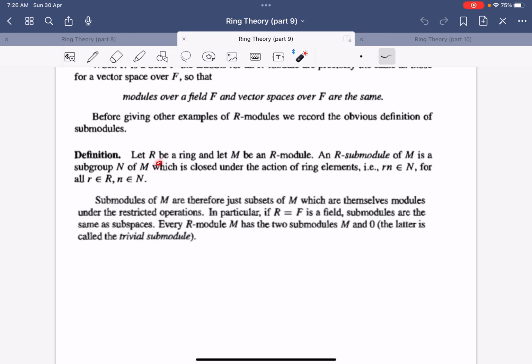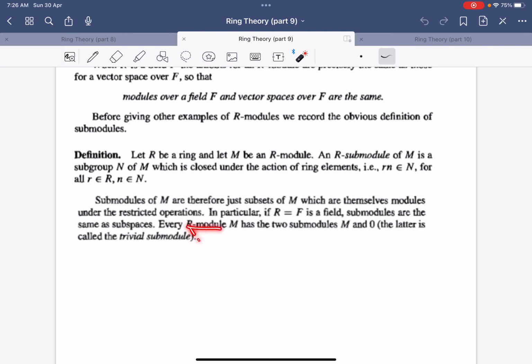So we let R be a ring and M be an R module, then a submodule of M is a subgroup that is closed under the actions of the ring elements. Meaning to say, rn is an element of N for all r in R and n in N. And so the submodules are just subsets of M which are themselves modules when restricted to the correct operations. If R is a field, then the submodules are just the same as the subspaces.